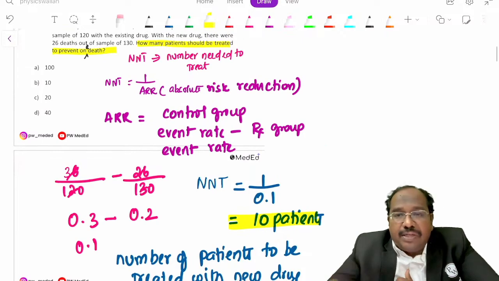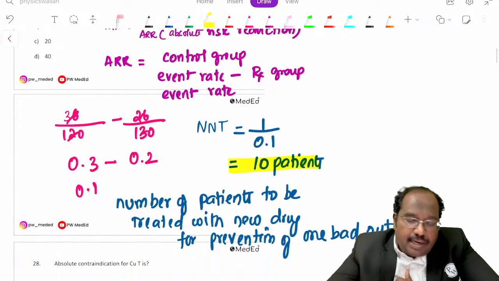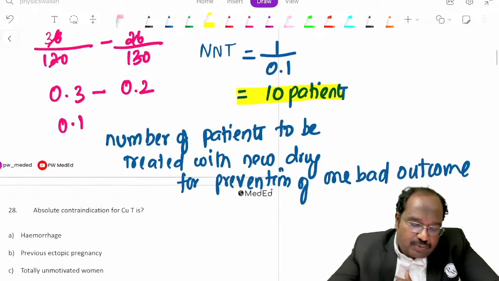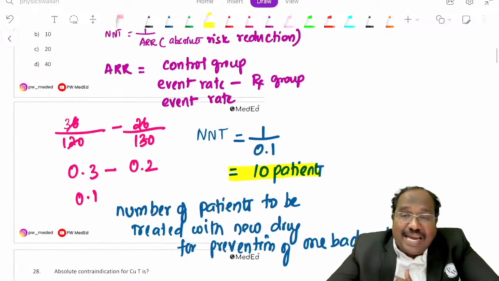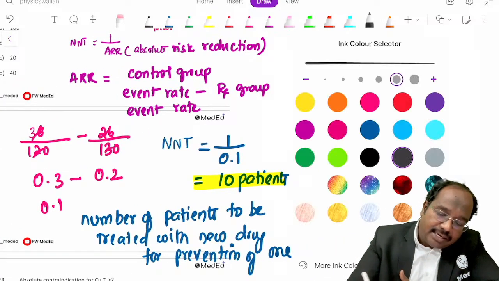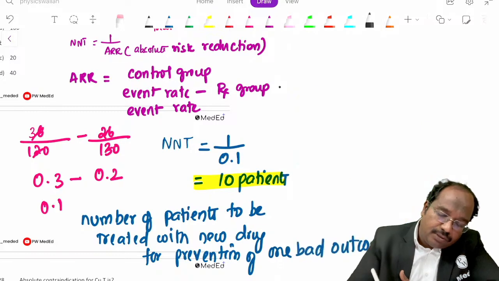Fine. So we have seen two questions. One is related to biostatistics, the first one. The second one is this one, NNT. They're asking about NNT. Where will we use this? We use this in terms of RCT.